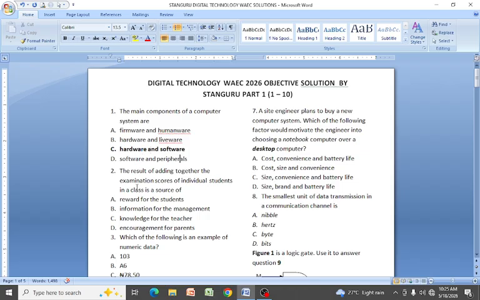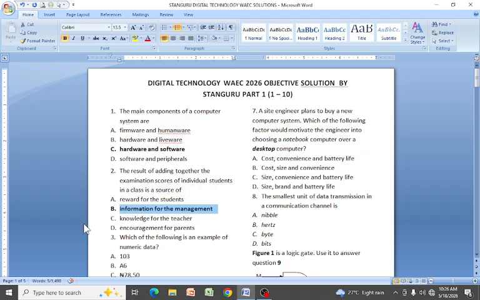So that takes us to question number 2. The result of adding together the examination scores of individual students in a class is a source of dash. A. Reward for the students, B. Information for the management, C. Knowledge for the teacher, and D. Encouragement for parents. So the answer is B. Option B is the correct answer. I will tell you why B is the correct answer.